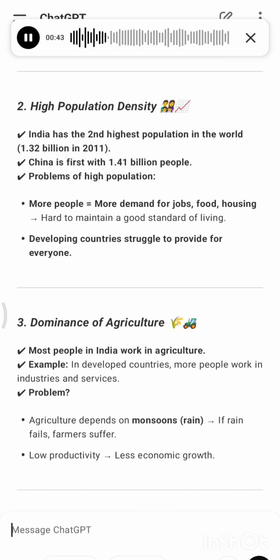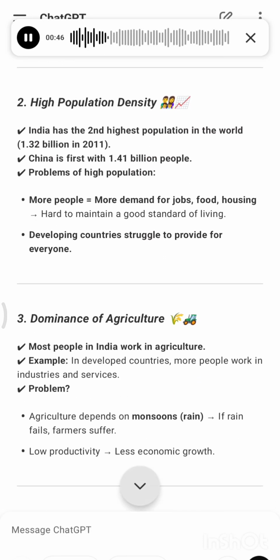2. High population density. India has the second highest population in the world, 1.32 billion in 2011. China is first with 1.41 billion people. Problems of high population: more people, more demand for jobs, food, housing. It is hard to maintain a good standard of living. Developing countries struggle to provide for everyone.